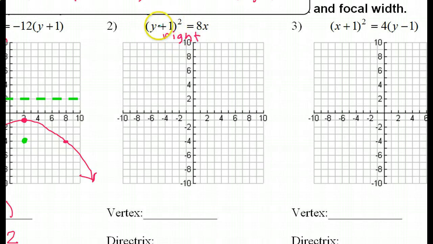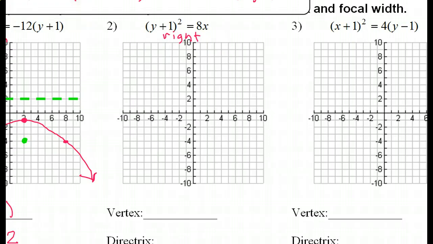Okay, I'm noticing that y is squared, y squared. That's unusual. The first one we learned about was y equals x squared. So x squared is normal, up and down. Y squared is sideways. So I knew it was either going to be left or right. Because it's positive, it's to the right.